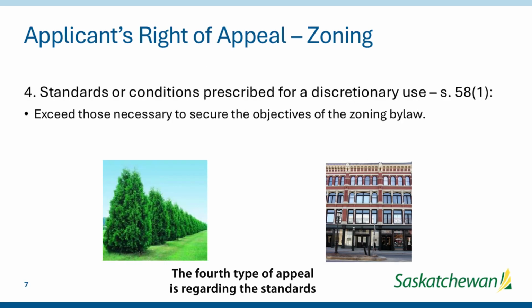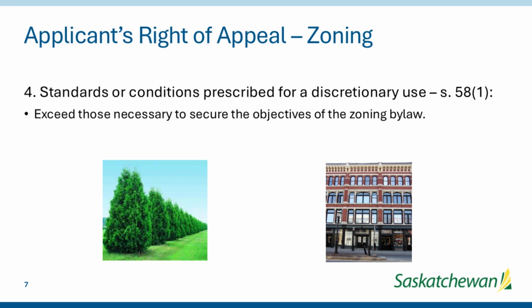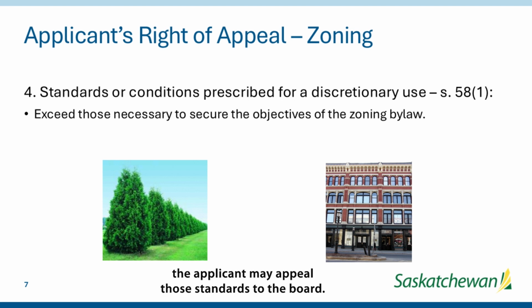The fourth type of appeal is regarding the standards or conditions imposed for a discretionary use. Applications for a discretionary use must be reviewed using the criteria outlined in the zoning bylaw. Where council or the development officer determines that the proposed use meets the criteria in the bylaw, they may approve the application or approve it subject to development standards or conditions. Those conditions must be based on requirements contained in the zoning bylaw and must be necessary to secure the objectives outlined in the bylaw. In cases where council or the development officer has assigned standards that do not align with the requirements of the bylaw, the applicant may appeal those standards to the board.